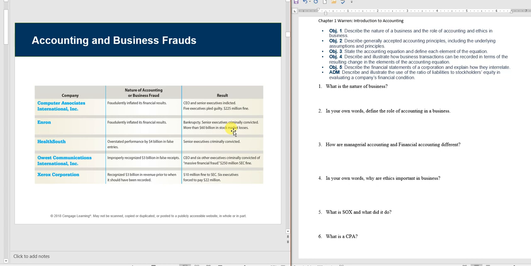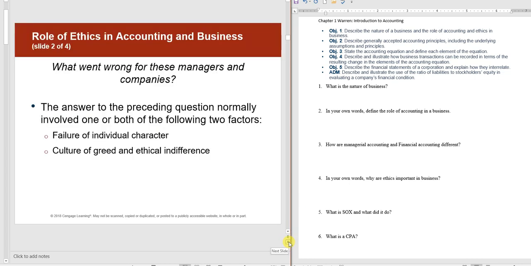So basically what happened is the financial statements were misstated. They just lied on the financial statements, and people bought the stock as a result, and the economy was hurt.